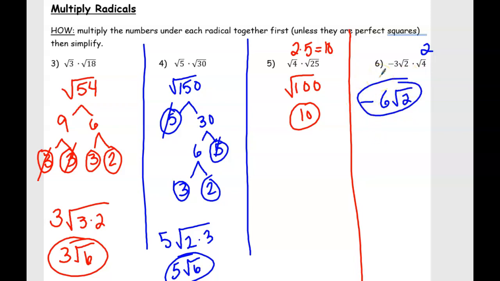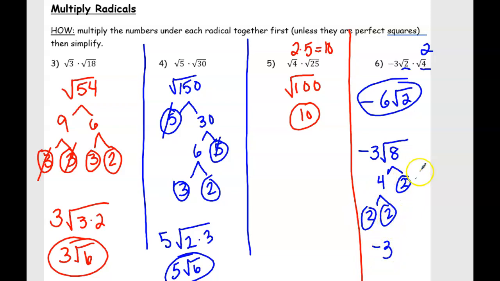You could have done it that way. If you didn't recognize that 4 was a perfect square, you could have multiplied these two together and had -3 times radical 8. And then from here, you could have simplified the radical 8 into 2 times 2 times 2. This would have been -3, and our index is 2, so we've got a pair of 2's, and left over, we have a 2. So we get the same answer, -6 radical 2, if we did it that way.